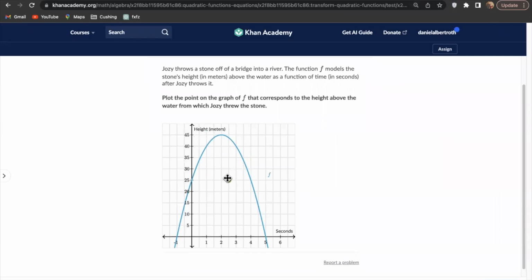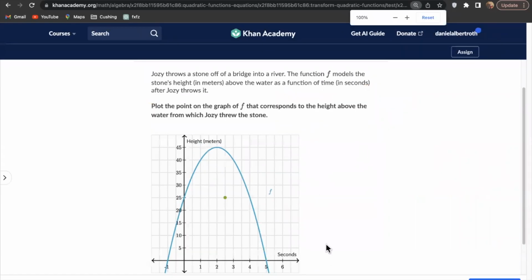Like, I need to label a point of a graph. So this is kind of more straightforward. I like these ones, but they are good for building an understanding of what's going on here.